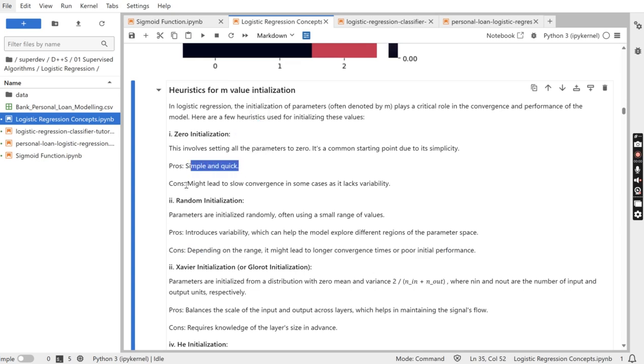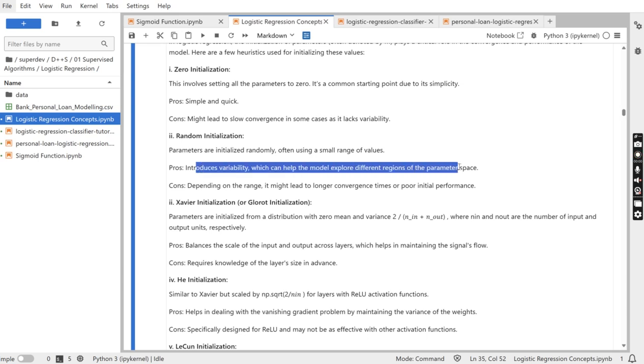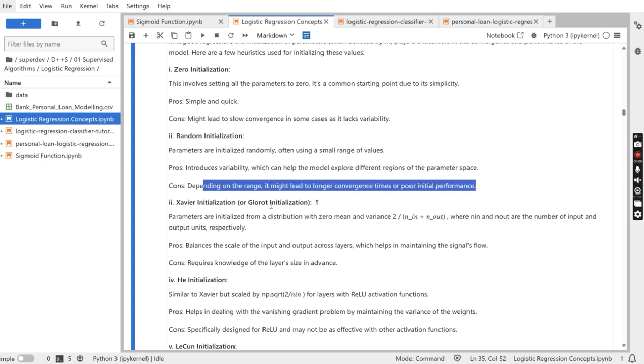In the first method it is simple and quick, but it will take a lot of time because you have to keep on adding the values. Second method is it improves the variability. That means it is applicable for various use cases, because the model is exploring parameter space, but then there is poor initial performance. So that's why when you run a neural network model, in the very first epoch, loss is huge, accuracy is low, and slowly it starts increasing. That is where I think they are using random initialization.